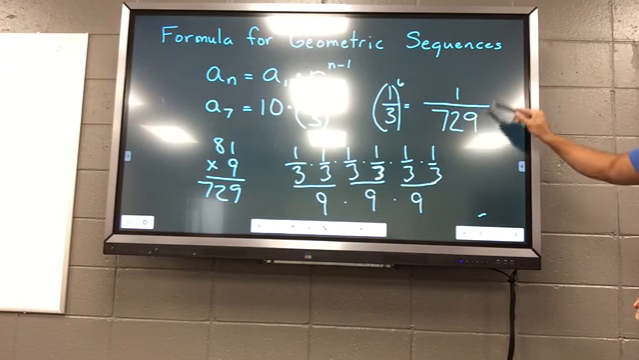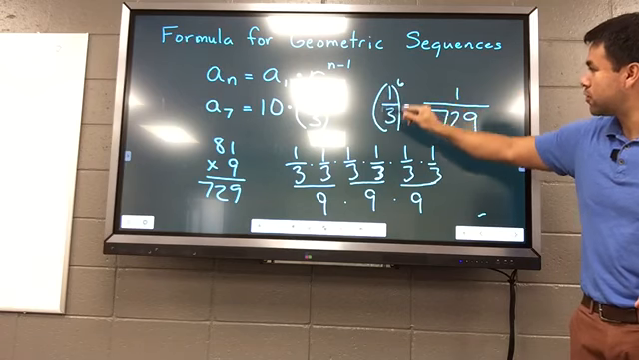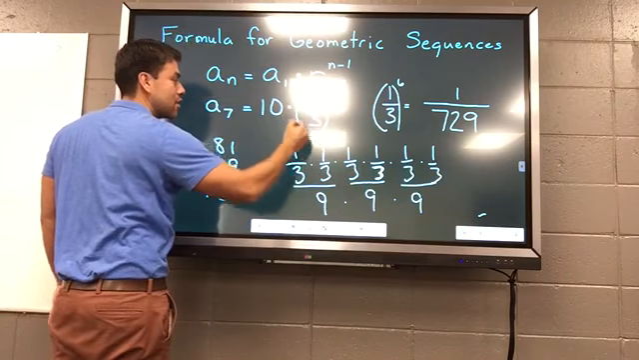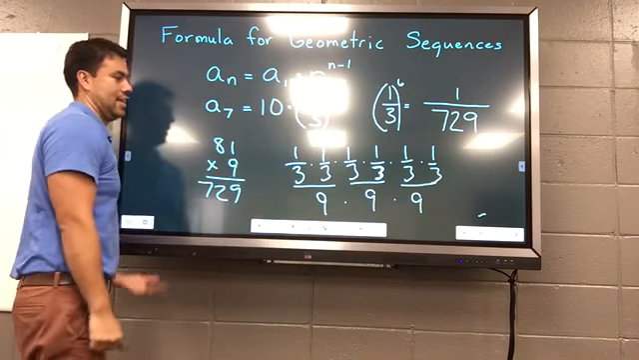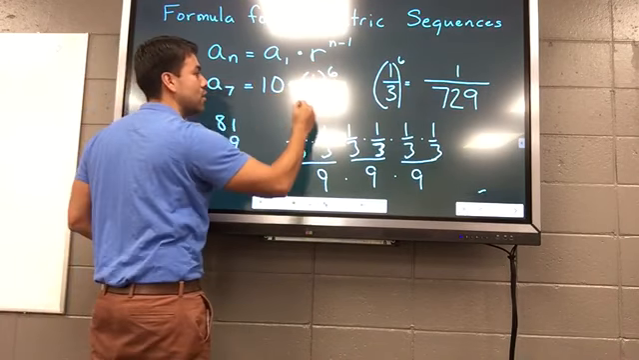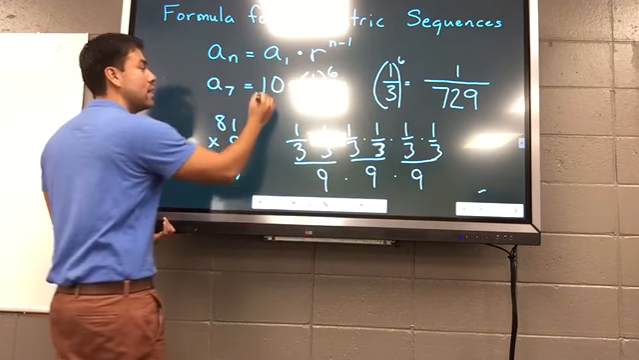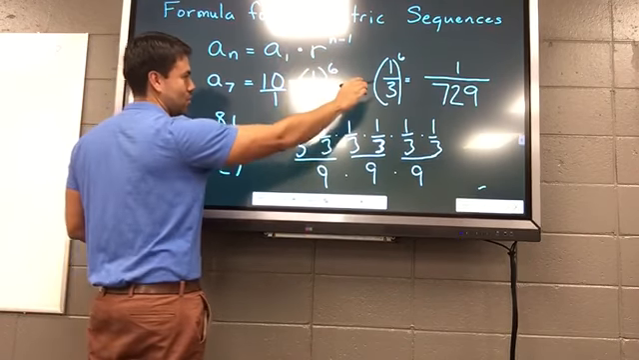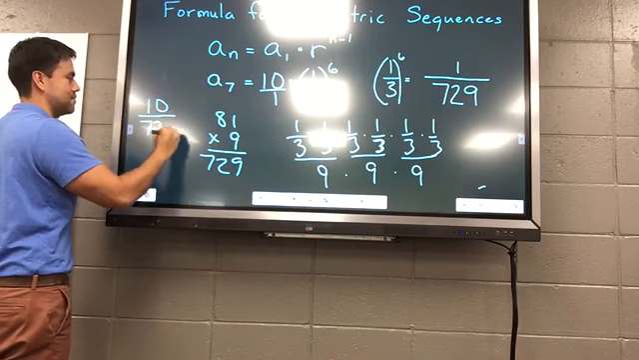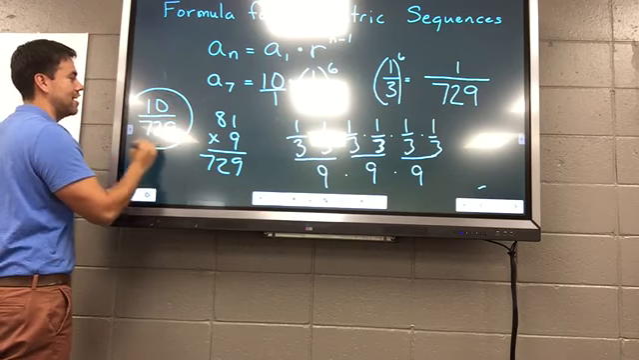What is that equal to? 1/3 to the 6th. So what should I do with that 1 over 729 and 10? Multiply it. And so what is 10 times 1 over 729? What is 10 over 1 times 1 over 729? Is that simplified?